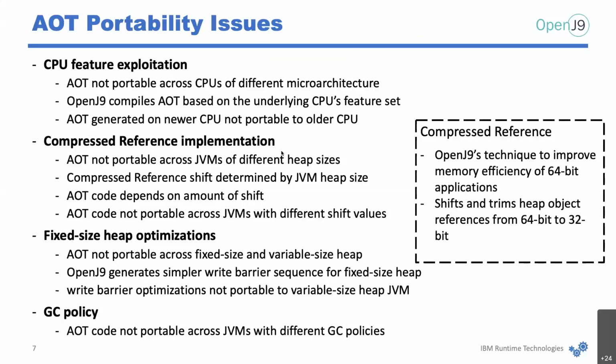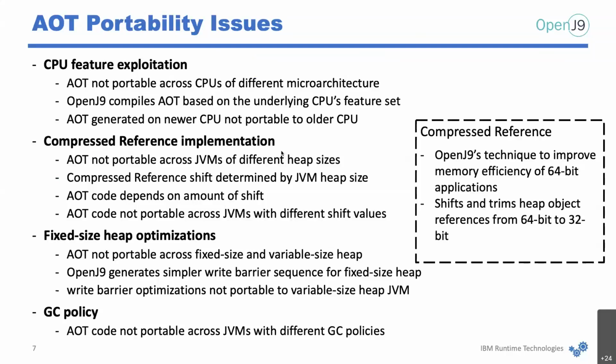And secondly, due to the implementation of OpenJ9's compressed references, its AOT is not portable across JVMs of different heap sizes. I'll briefly explain why that's the case. Compressed reference is a technique that OpenJ9 uses to improve the memory efficiency and performance of 64-bit applications by shifting and trimming the heap object references down to 32-bit.